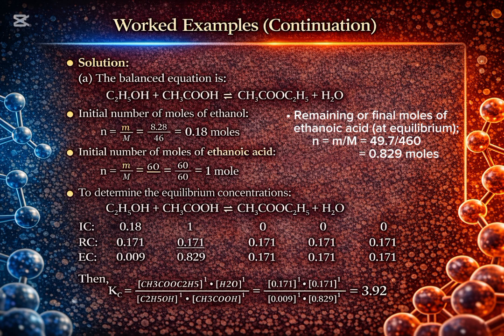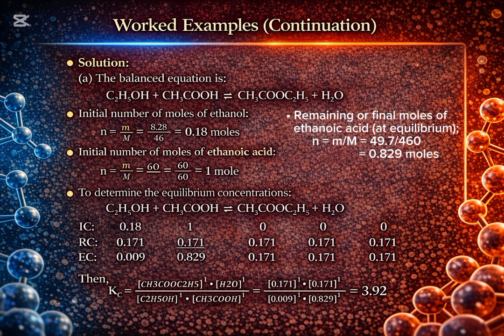0.171. Then going back to row 3, under ethanol, C2H5OH, you will subtract 0.171 from 0.18. Then it will give us 0.009. Then under ethyl ethanoate from the product side, since there is no initial concentration, we have 0 there. Whatever you do at the product side is addition. 0 plus 0.171, the equilibrium concentration will give us 0.171.